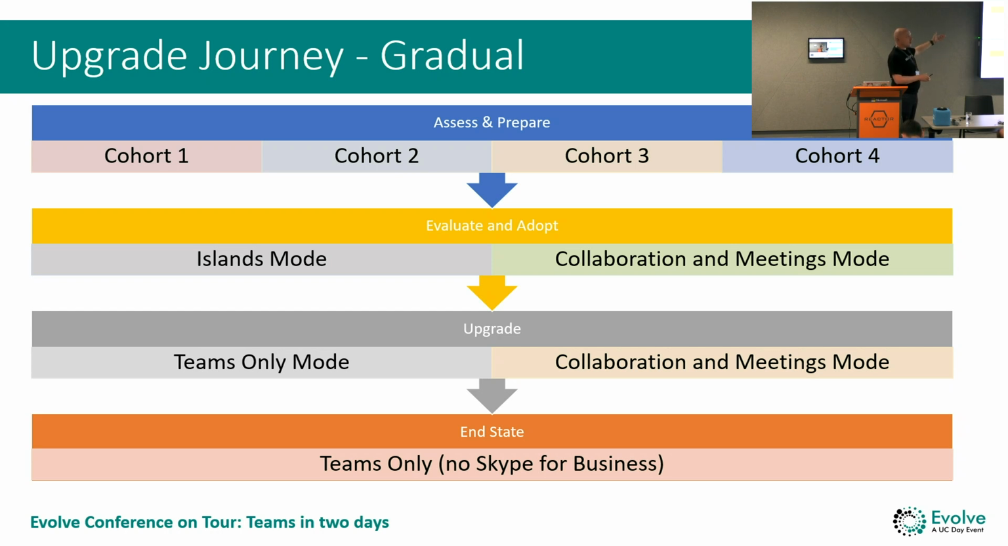So we might put some people, it might be IT or a group that are friendly to the business, that you can properly prepare for what those limitations are, and move them into islands mode. And it might be a different group of users that go into collaboration and meetings mode or a different mode. We can pick and choose what this upgrade journey is going to be like as we move people, and we evaluate and decide what's going to work well for us. And then as we upgrade, we might end up with some of the business on Teams only mode. So that could be people who have laptops and a mobile in the business. That could be 70% of our business can move over to Teams only mode.